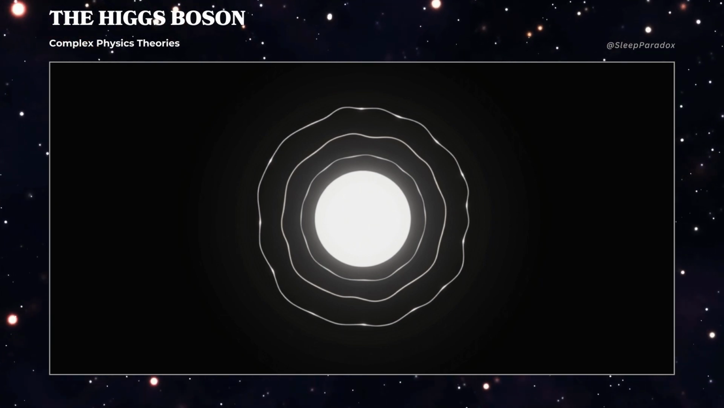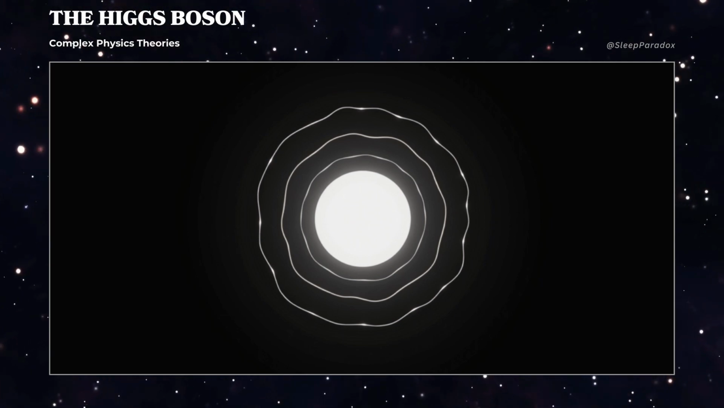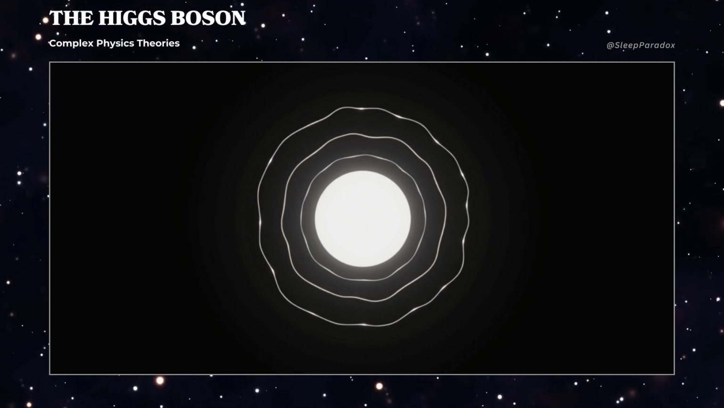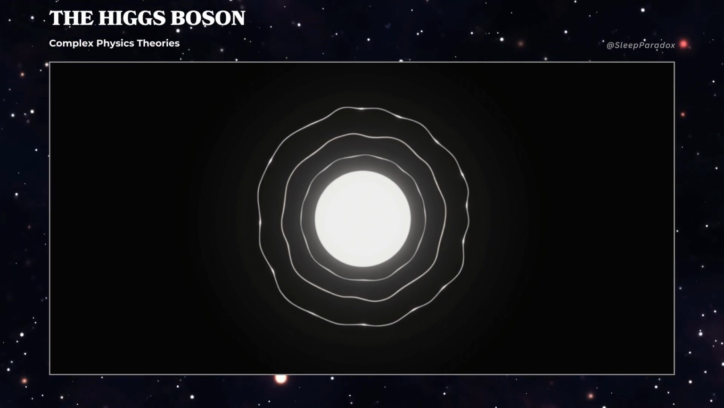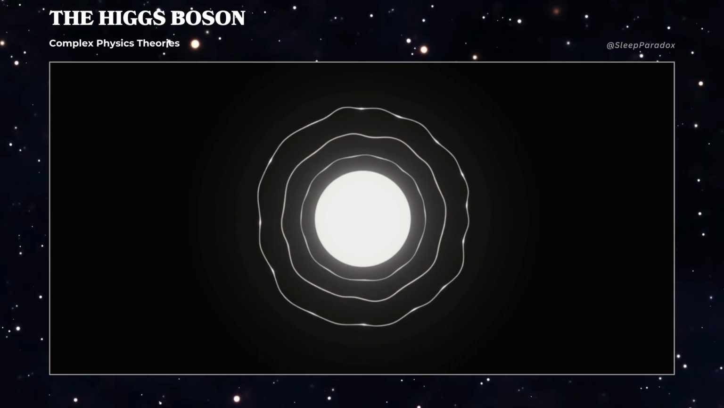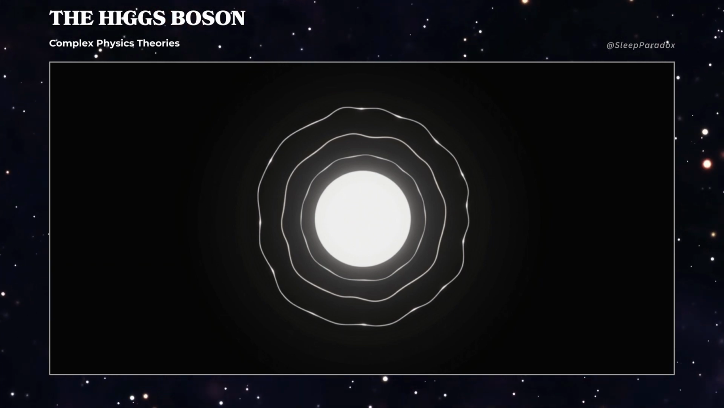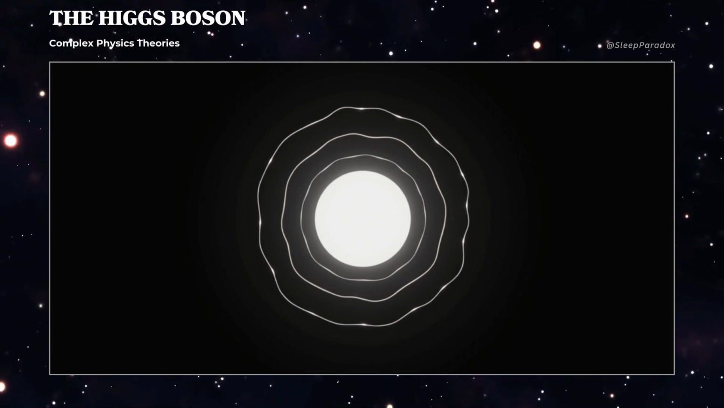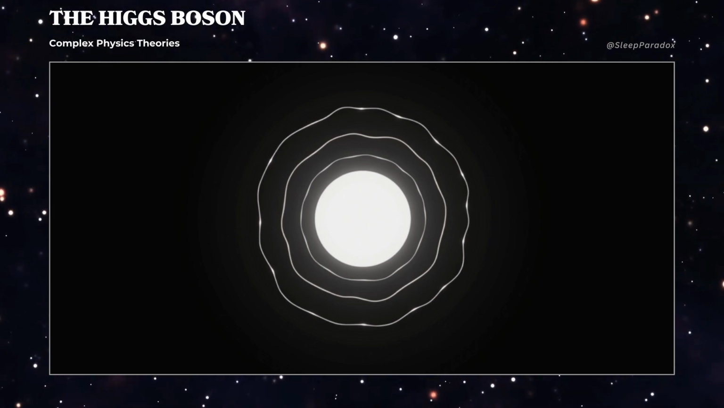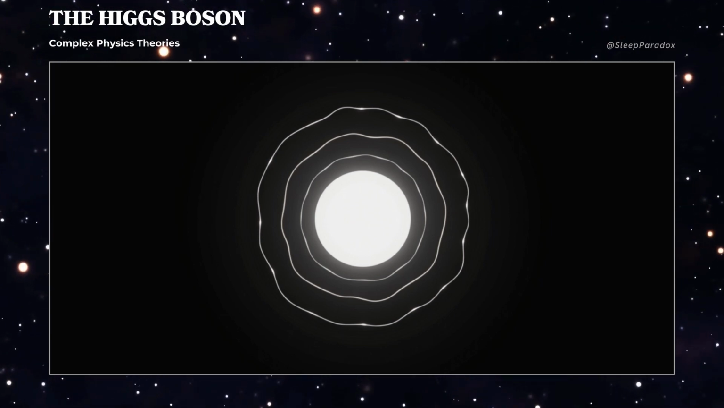Finding the Higgs boson was a major breakthrough, but it was also just the beginning. Now that we've confirmed it exists, scientists are trying to study its properties in detail. How strongly does it interact with different particles? Does it behave exactly as predicted, or could it reveal clues about physics beyond the standard model?